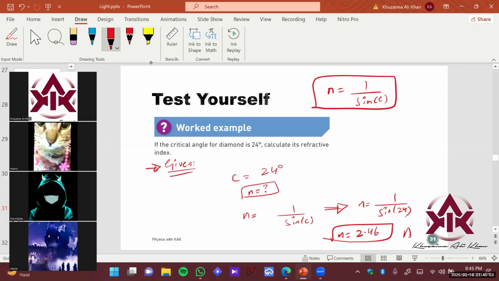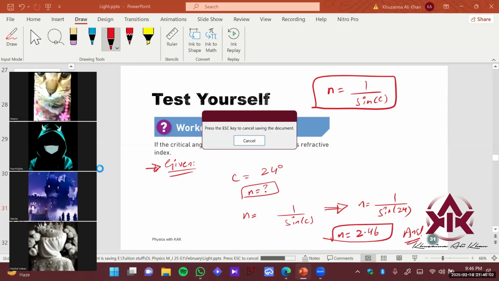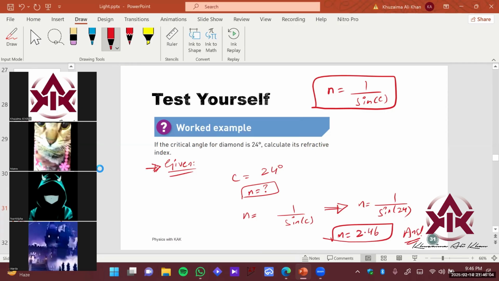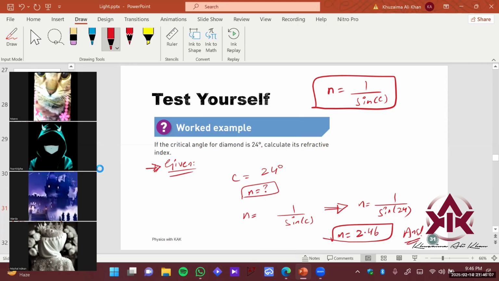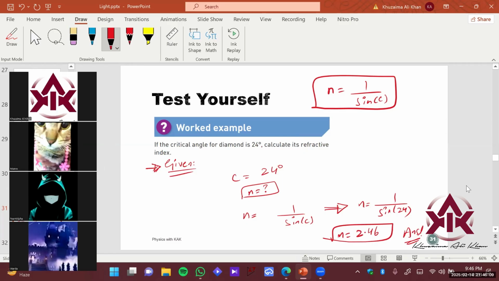3 significant figures. If your answer is matching, give me a thumbs up quickly. Okay, so Vardha's answer is matching. Hamza's answer is matching. Okay, my answer is also matching. That's good. So let's continue, right?